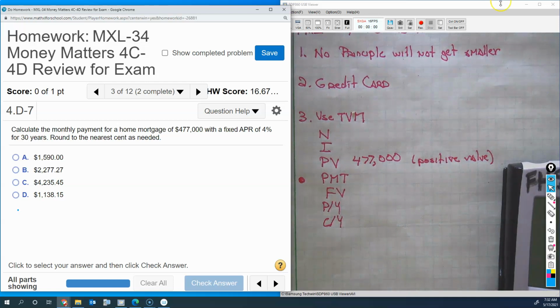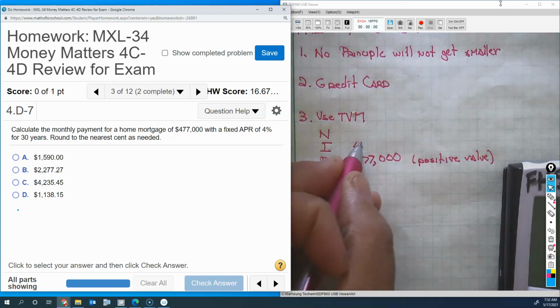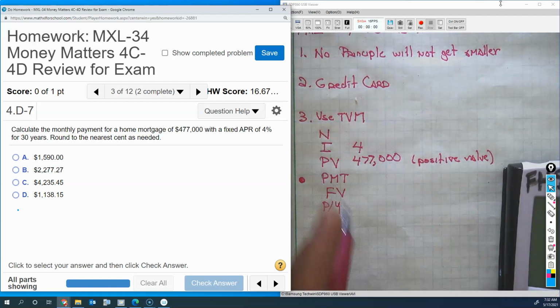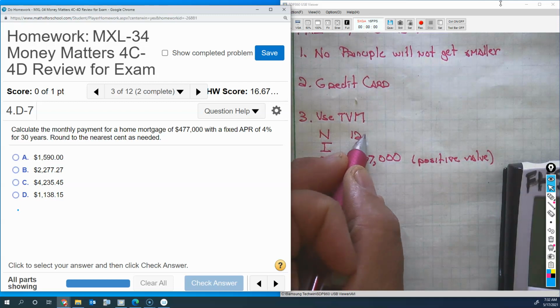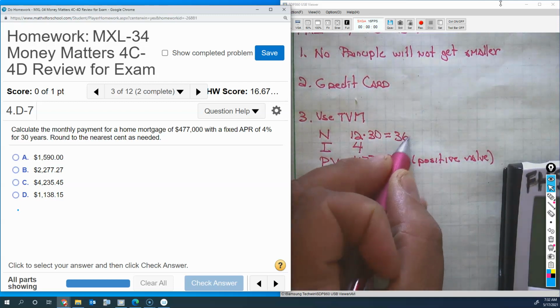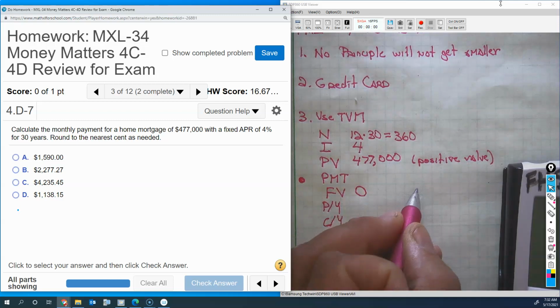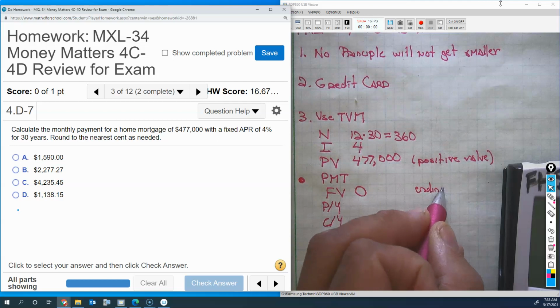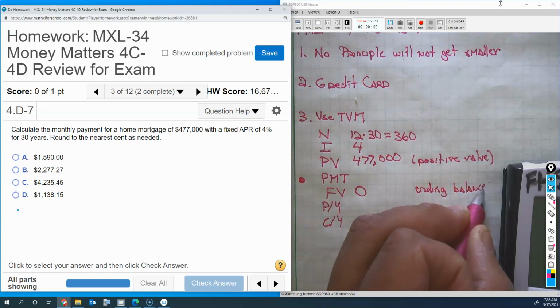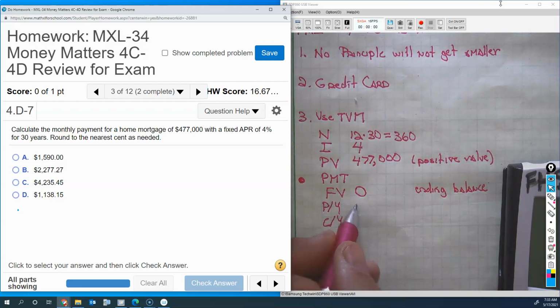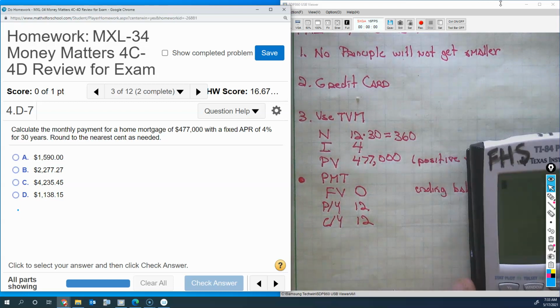Okay, all right, the interest rate is 4%. Now, when you put it into your calculator using the TVM app, you just leave it at 4. Don't change it to 0.04. All right. You're paying for 30 years, so that's 12 payments for 30 years. So that's going to be 360. Okay, you want to pay this thing off, so this is 0. That's going to be your ending balance because you're paying on the loan. All right, and then the number of payments per year is 12, and the number of compounding periods per year is 12. So now it's just a matter of putting that in.